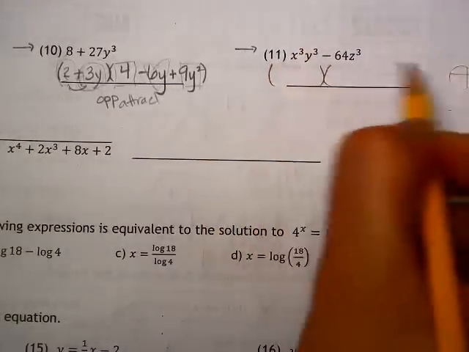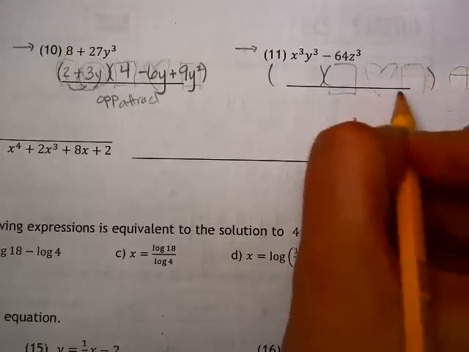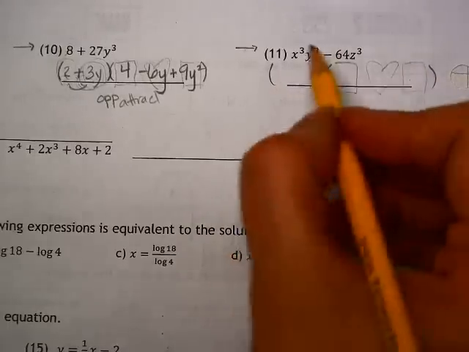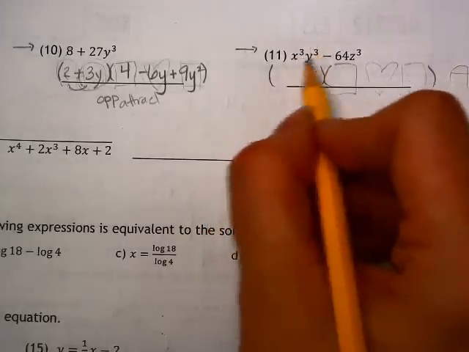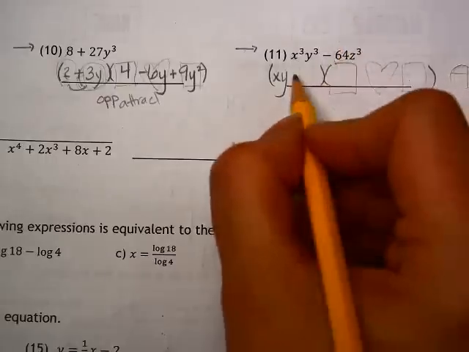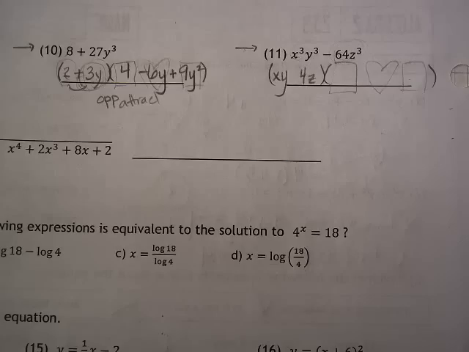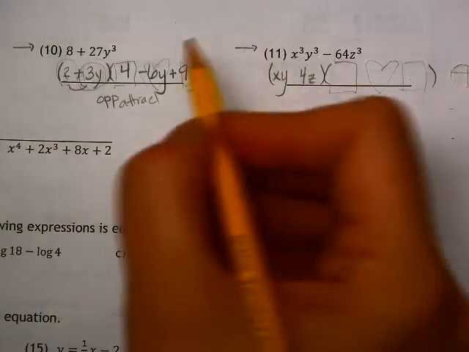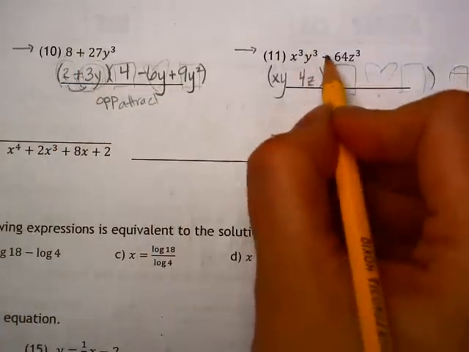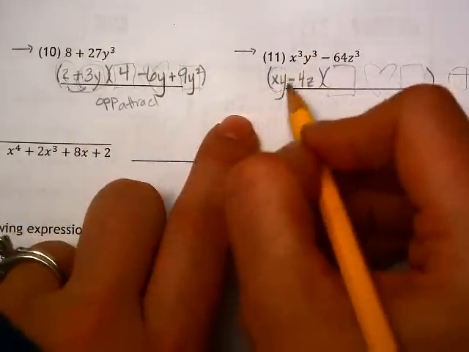See if you can set up the first part. We've got lots of stuff going on here. The cube root of both of these is just simply xy. The cube root of all of that is 4z. And then I do need to have the sign in the middle. So if you noticed, back over here it was plus, but now here it's going to be minus. And then we multiply this by itself.